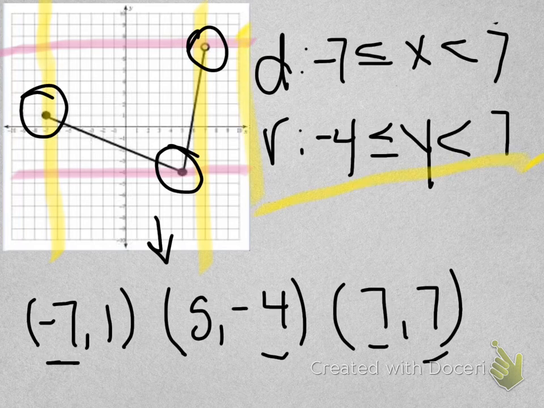Okay, so with domain, you look from left to right, okay? And with range, you look bottom to top, okay? Because left to right would be your smallest x to your greatest x, and bottom to top would be your smallest y to your greatest y.